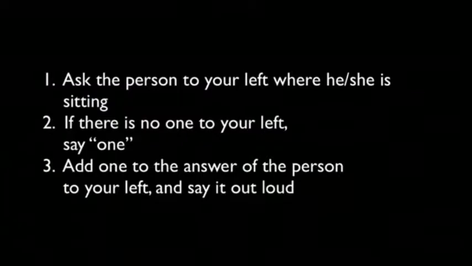So I'm going to propose a different way to solve this problem. So rather than everyone independently counting where they sit, we're going to do something like this. So each person can say, I want to look to the person to my left, and I want to ask, what seat are you sitting in? So now, if there is no one to your left, I'm going to say 1. The next step is to say, I want to add 1 to the answer of the person to my left and say it out loud. So let's see what happens when we run this.